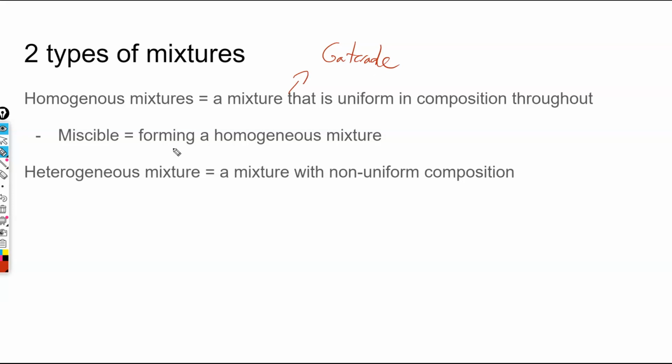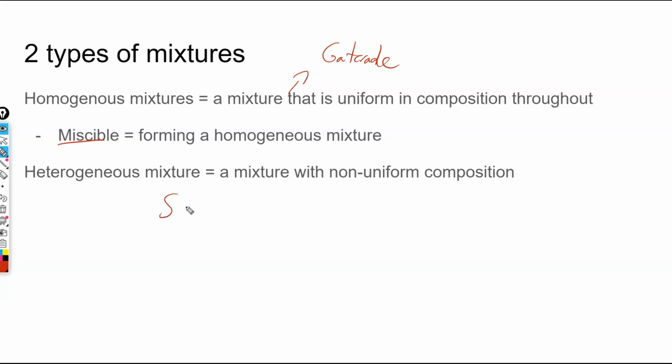Now, related to homogeneous mixtures, we can also call solutions that are miscible, that form a homogeneous mixture. So if I say water and Gatorade are miscible, that means they form a homogeneous mixture when you put them together. Now the exact opposite of homogeneous is what we'll call a heterogeneous mixture, which is a mixture with non-uniform composition.